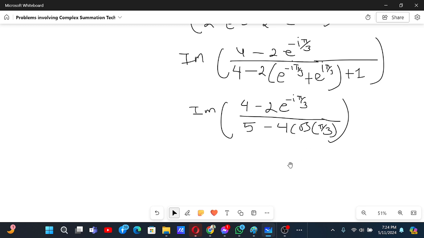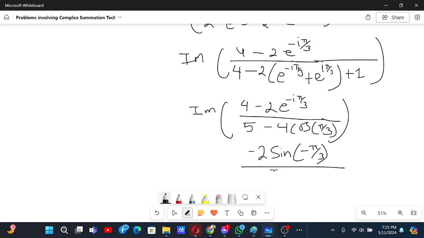So the 4 is just a real number, so that is ignored. And next, the expression over here will be what matters, and we know that the imaginary part will be minus 2 sine of minus pi by 3 by 5 minus 4 cos pi by 3. This will be our answer.